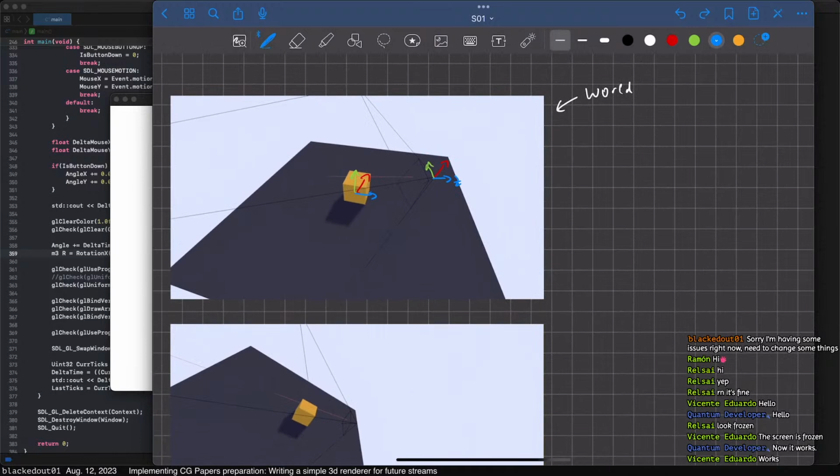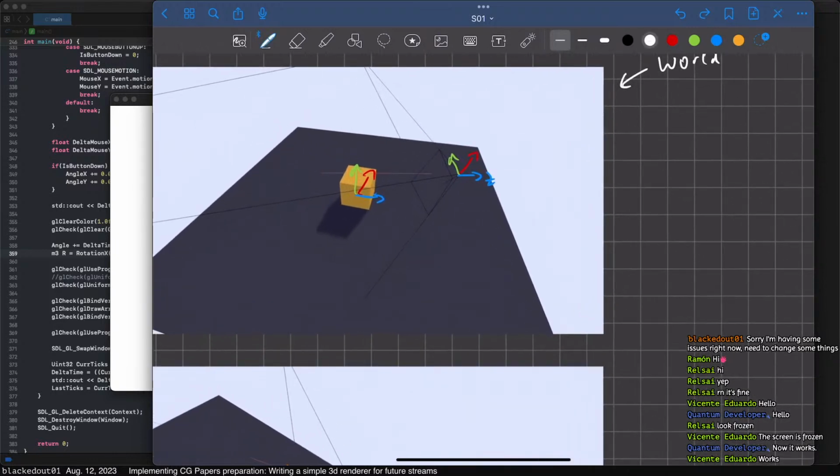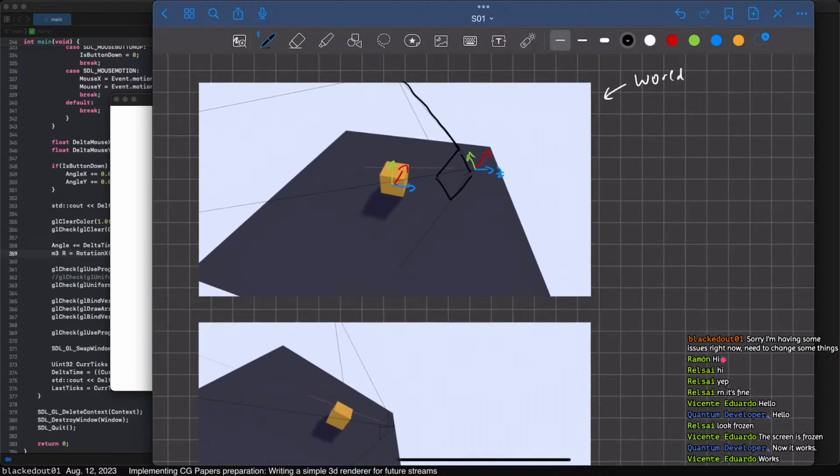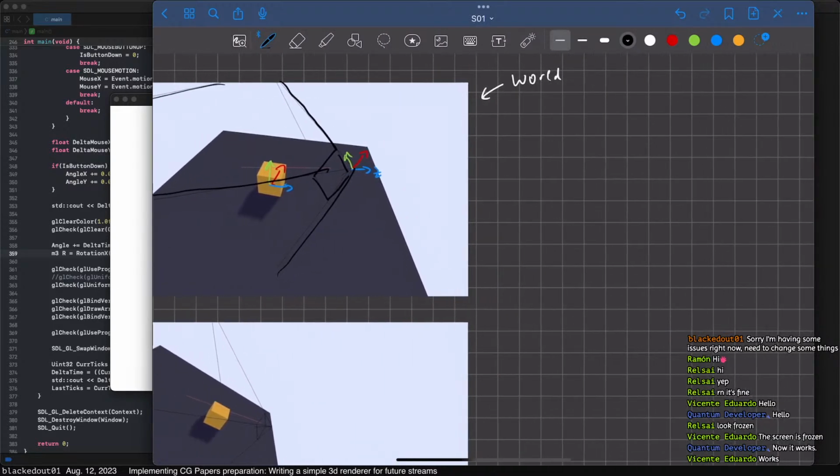And then the camera also has a view frustum. I don't know if you can see this really well, but these are the black lines here. It looks like a pyramid.